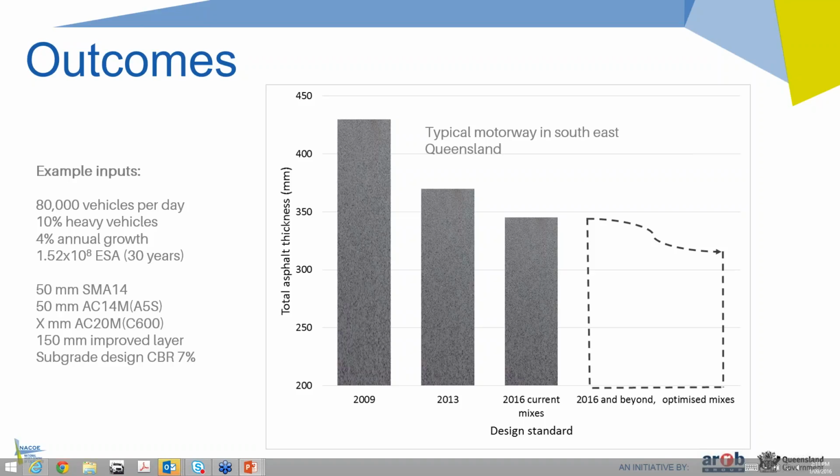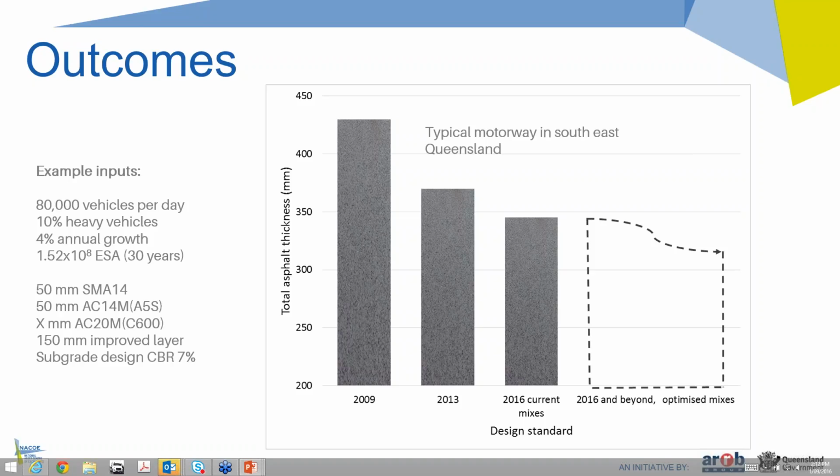This chart demonstrates the progression of typical full-depth asphalt pavement designs in southeast Queensland in recent years. On the vertical axis, that gives us the total asphalt thickness, and along the horizontal axis is the year of the design standard. For this example, this is a typical motorway in southeast Queensland.